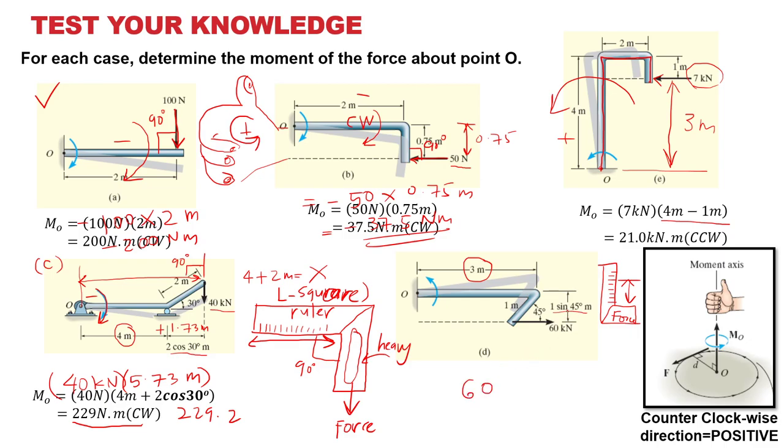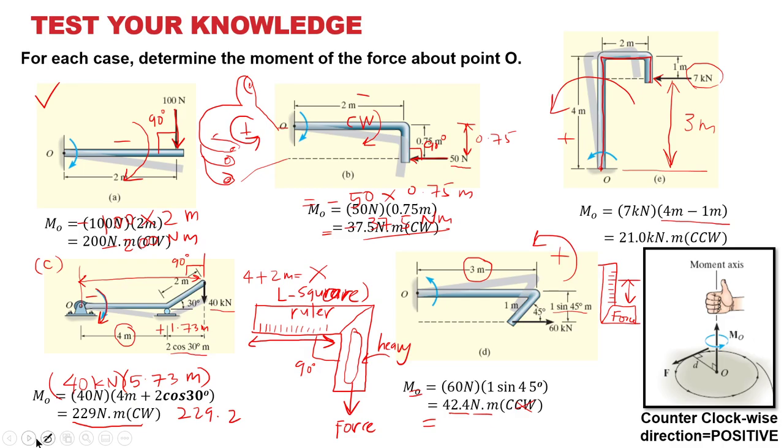So 60 kilonewton. This thing is rotating like that. So it's counterclockwise, so it's a positive. Times 1 sine 45 degrees. Check the answer. 60 by 1 sine 45 degrees. So yeah, tiring. Oh no, okay. Can I erase it? Ah, can erase. 60, 1 sine 45, 42.4 Newton meter. CCW, no need to put CCW in your answer. Just leave it blank for positive, the rest you put negative.